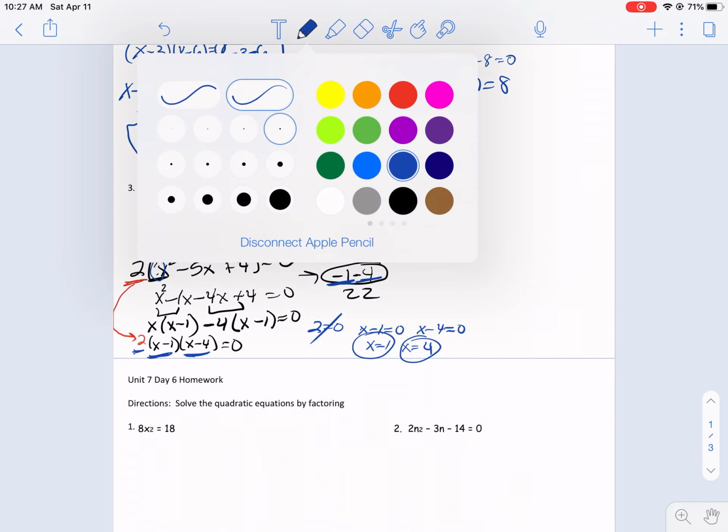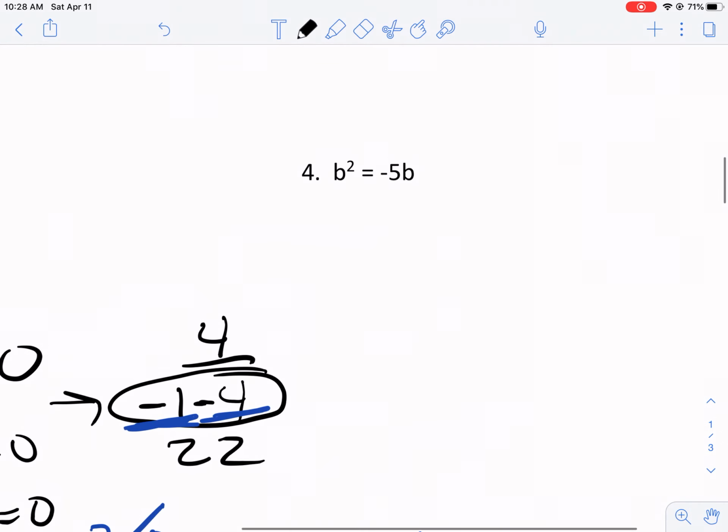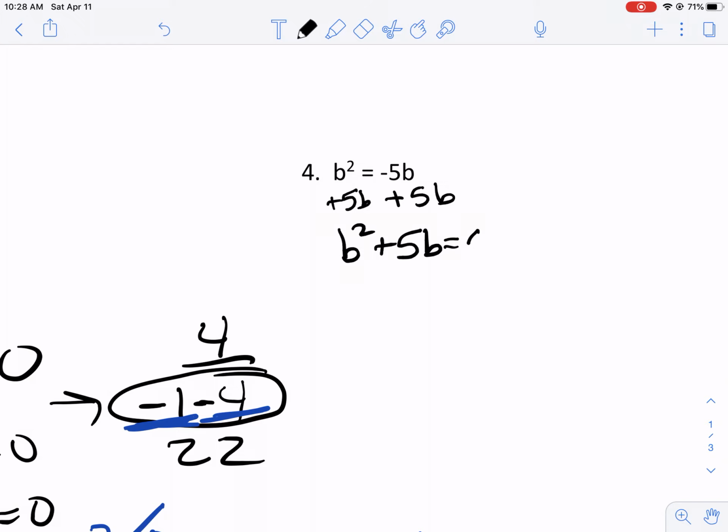All right, and the last one. b squared equals negative 5b. So set the equation equal to 0 first. Keep your squared term positive. So I'm going to add the 5b. They're not like terms, so I'm going to write them side by side.